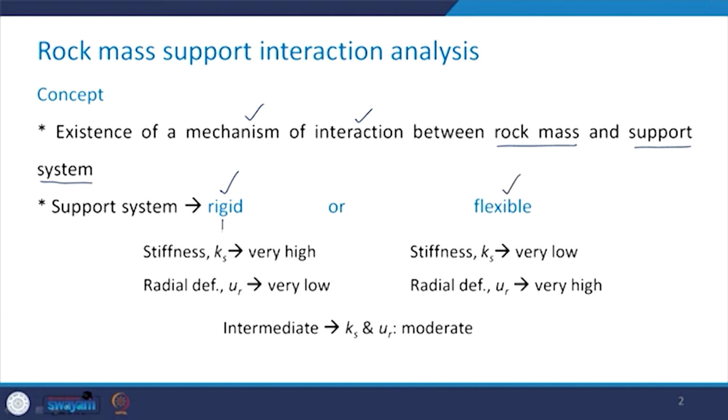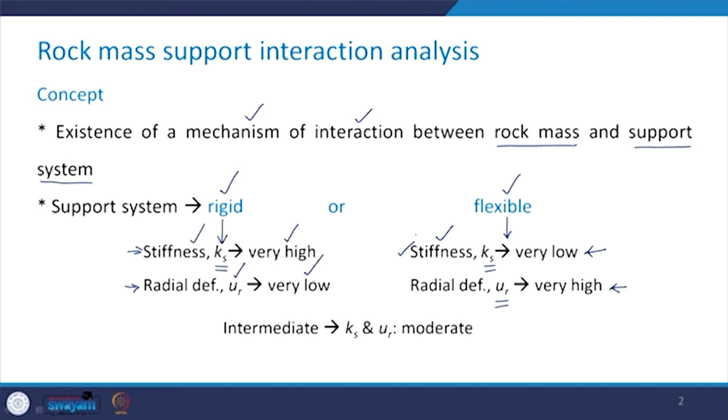In case of a rigid support system, its stiffness Ks is going to be extremely high, and the radial deformation which will be allowed will be very low because the support is very stiff. What happens in case of a flexible support system? Its stiffness Ks is going to be extremely low, and the radial deformation will be very high because the stiffness is very low.